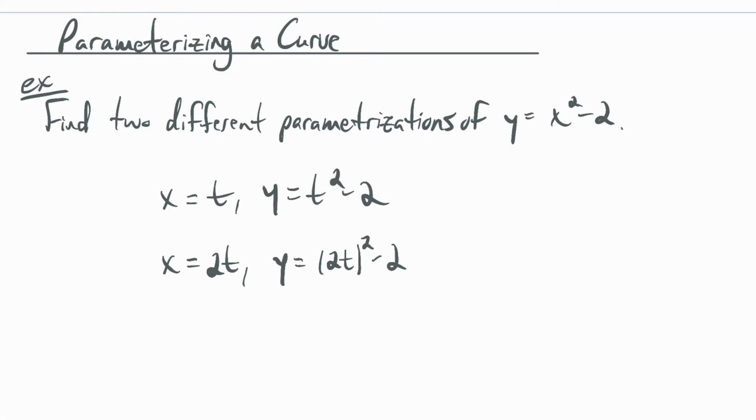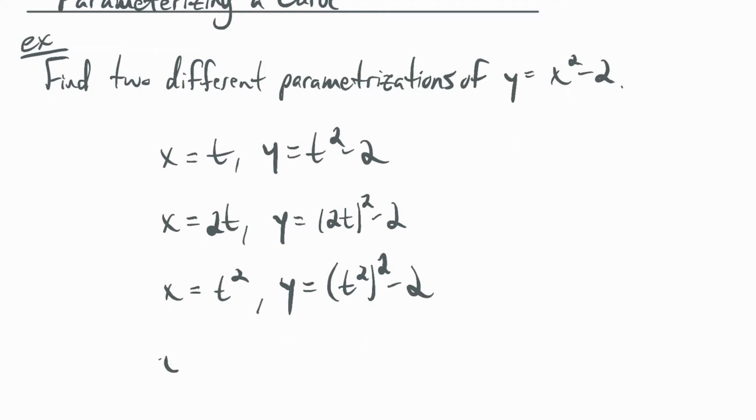I could do something like, well, there are different options depending on what section of the curve you care about. Because if I say, okay, x equals, say, t squared, then x will never be negative, whereas here, x can be negative, but I can do that if I want. So then y equals t squared squared minus 2, which is, of course, t to the fourth minus 2. I could even do x equals e to the t, or 2 to the t, and y equals 2 to the t squared minus 2.